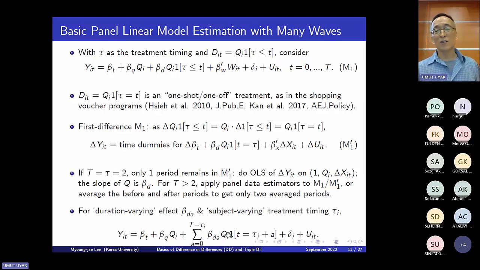By using these multiple treatment dummies over time, you can estimate different treatment effects since treatment starts.